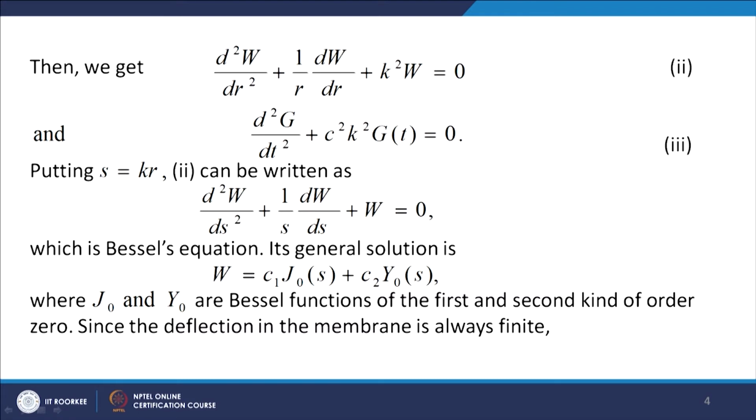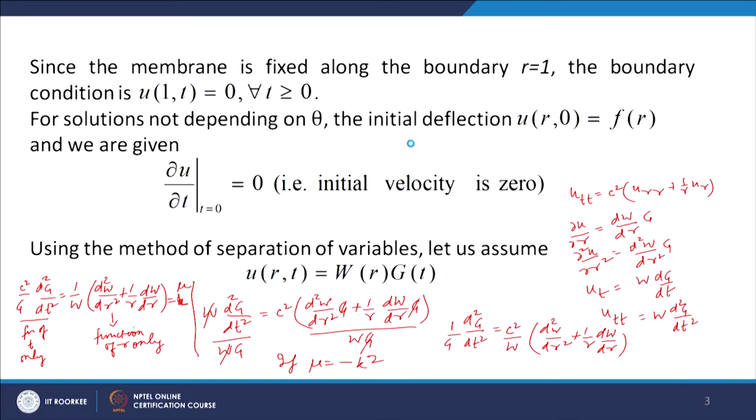Now, why have we taken mu equal to minus k square? Because there can be three possibilities: mu is 0, mu is greater than 0, and mu is less than 0. If you take mu equal to 0, then d square g by dt square equal to 0 will give you g(t) equal to a into t plus b, some constants.